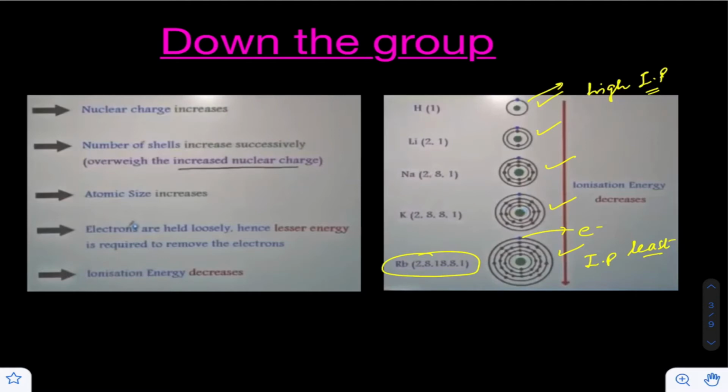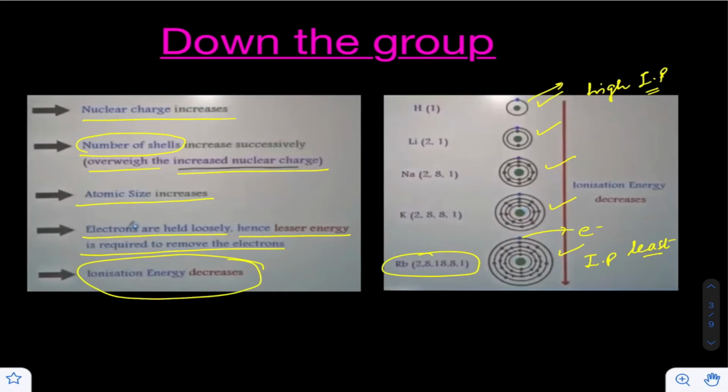As you go down the group, nuclear charge increases, meaning the number of protons increases. But if you compare the increase in number of protons with the number of shells, the number of shells overweighs the increase in nuclear charge. Atomic size is also increasing. That is why electrons are loosely held and hence lesser energy is required to remove the electrons. That is why ionization energy decreases.